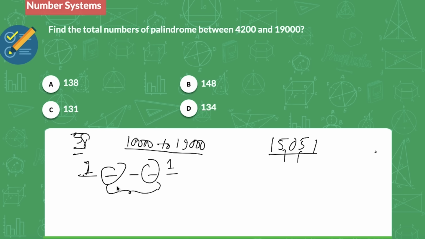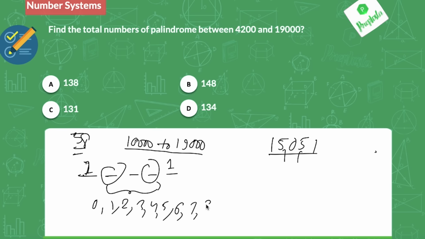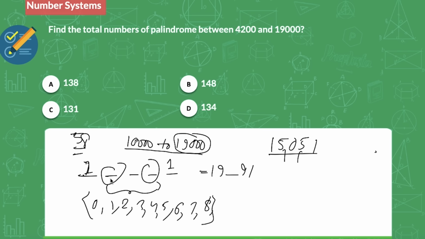So in how many ways can we fill these positions? The second and the fourth position. We can fill 0, 1, 2, 3, 4, 5, 6, 7, 8. Can we fill 9 here? If I fill 9 here, the number will be 1, 9 something and then 9, 1, which is greater than 19,000, right? 19,000 and something 91. So that is not possible here. So the second and the fourth position can be filled in 9 ways only, not 10 ways.